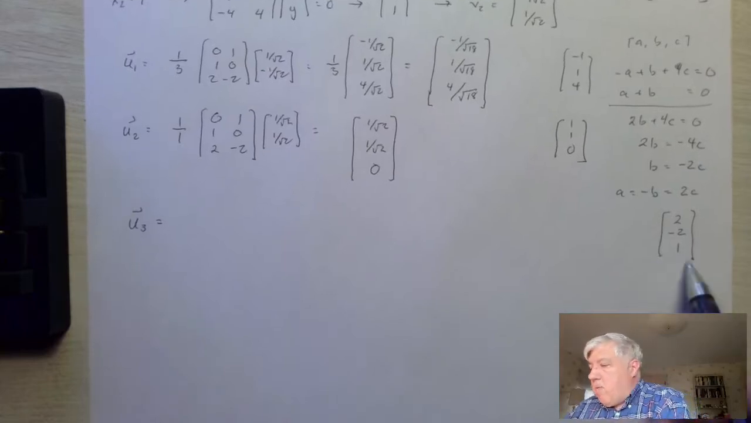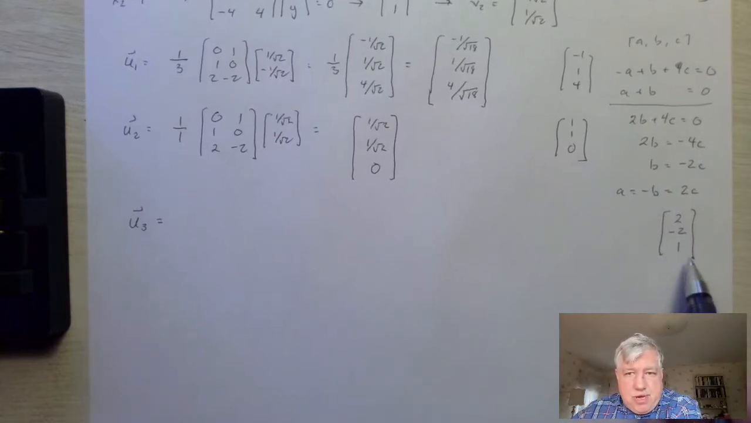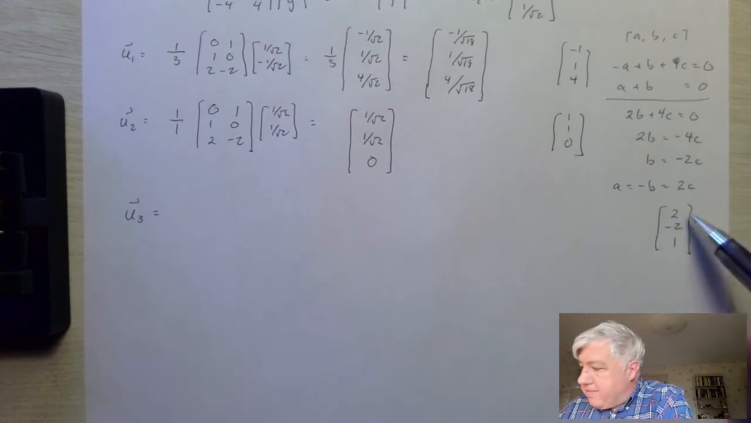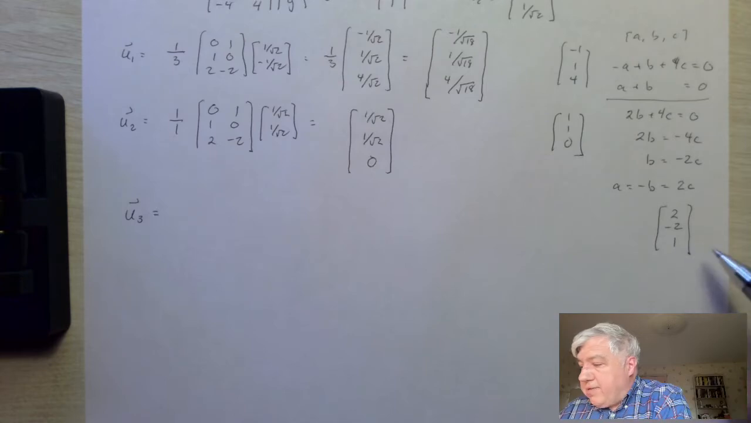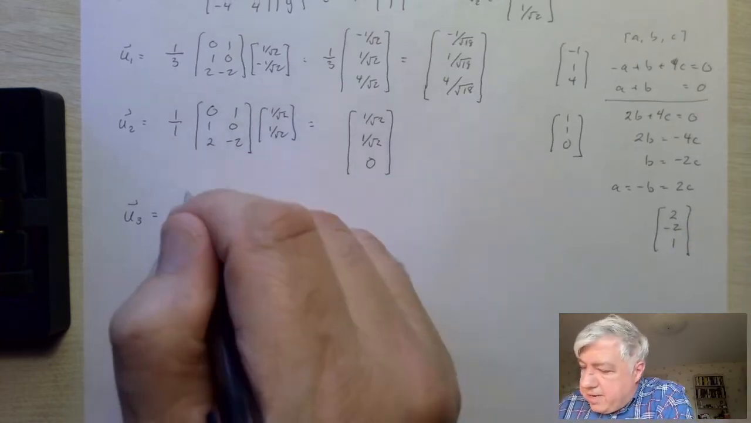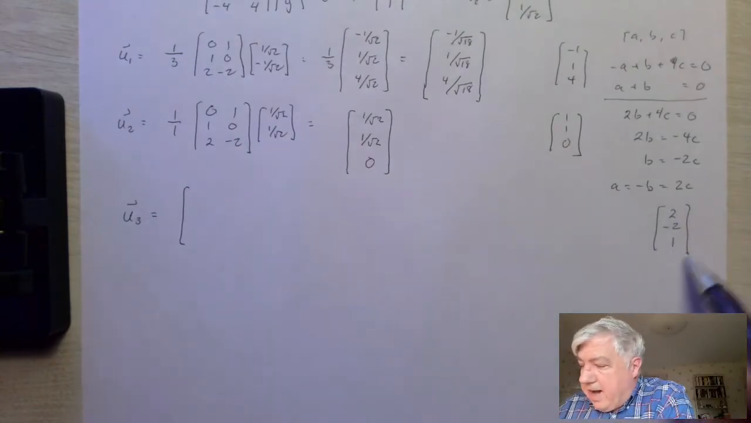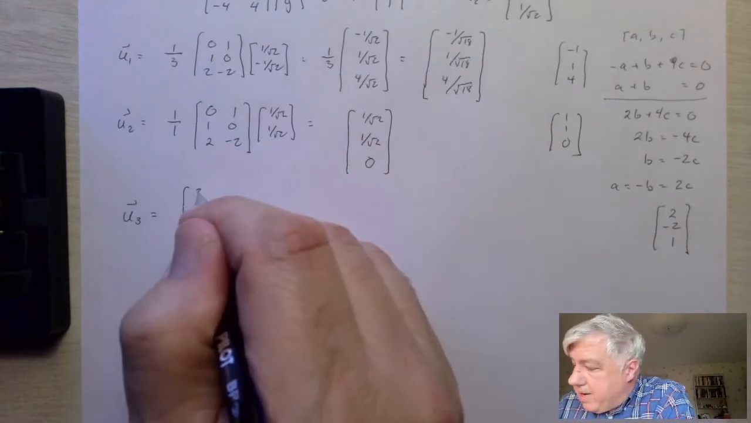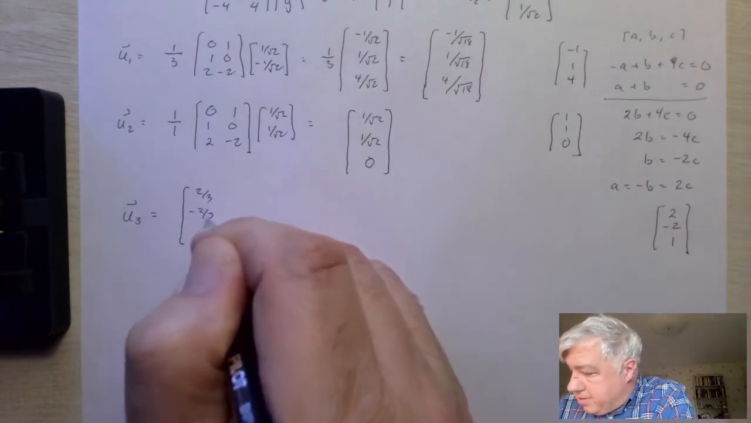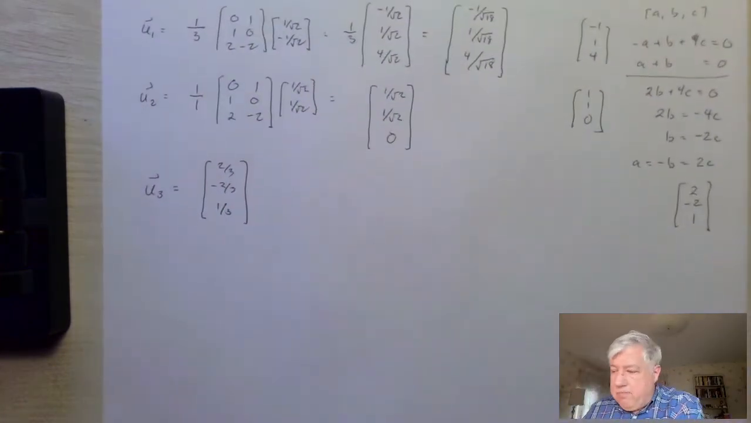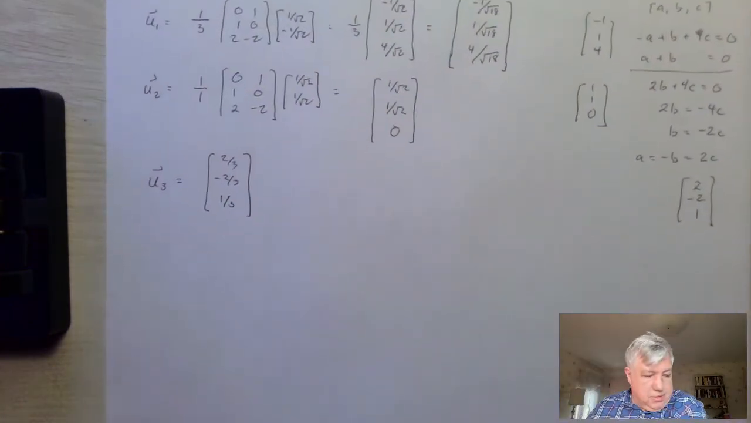Okay, so we can take u3 just to be the normalization of this vector. The length of this vector is the square root of 2 squared plus 2 squared plus 1, that's 9. Square root of that is 3. So this has length 3, and so we can take u3. We can just divide every entry here by 3, and we get 2/3, -2/3, and 1/3. Okay, and that will work.